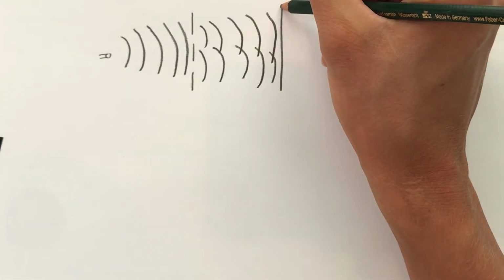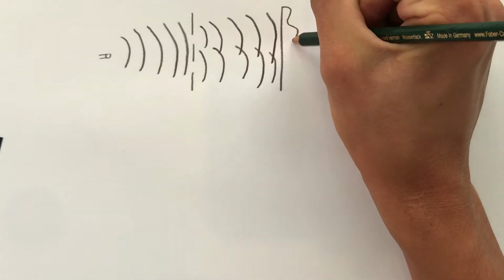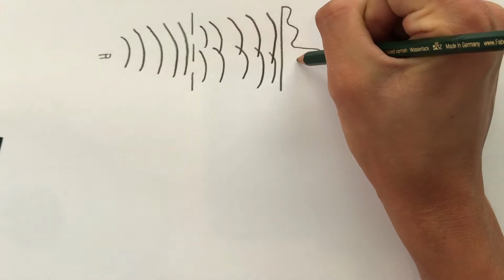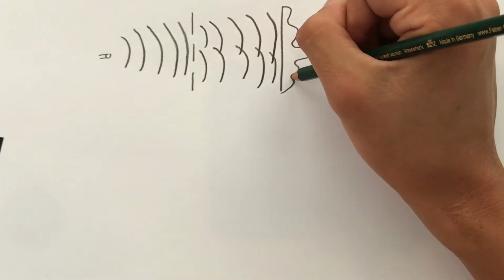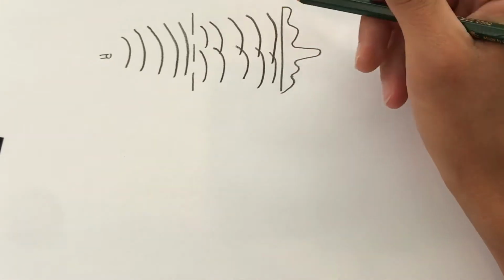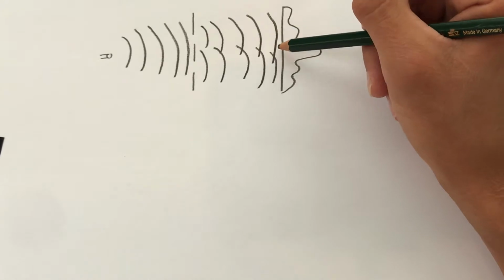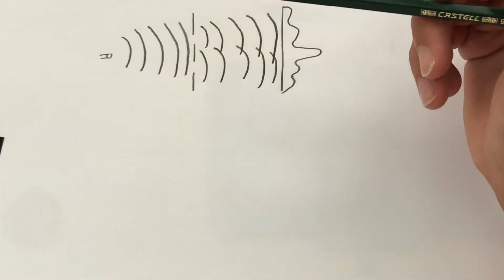This will give you an interference pattern on something like this. We have a lot of hits right there, not so much here. In these points you have very few hits, and here you have a lot of it because the waves interfere with each other. So this is a common characteristic for a wave.